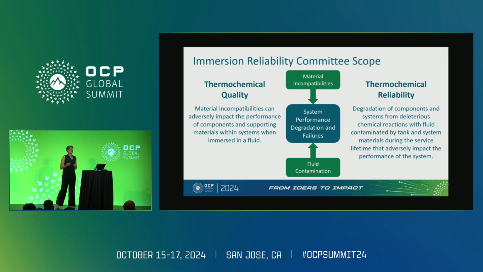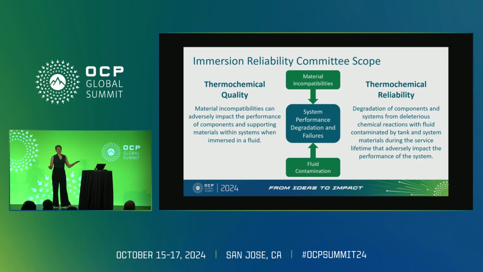Our scope as the Reliability Committee is both thermochemical quality and thermochemical reliability. And I'm going to actually define those terms for those of you that are just being introduced. So thermochemical quality, this is what we're used to. This is the material incompatibilities that can impact the performance of components and their supporting materials when the systems are immersed in fluid. So essentially, these are the things that we are testing for now. Do we have a fundamental material incompatibility? And I call it a fundamental thermal quality issue because if you have an incompatibility that shows up with material compatibility testing, it's kind of a showstopper. You're definitely not going to be reliable.